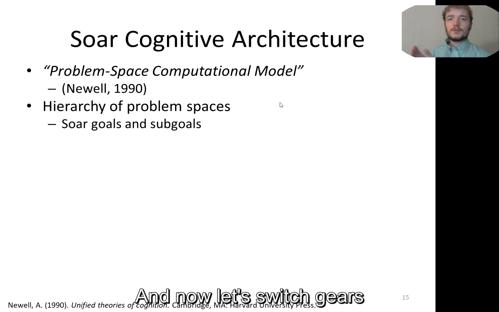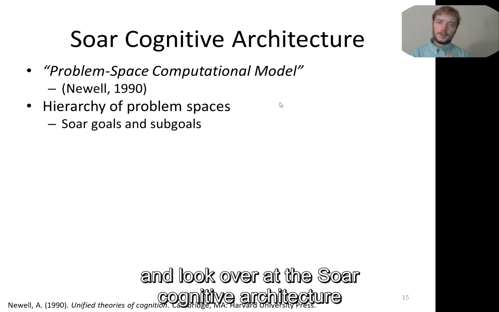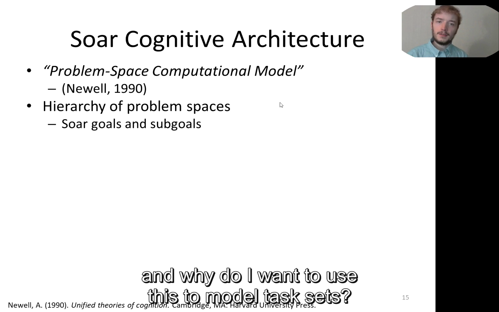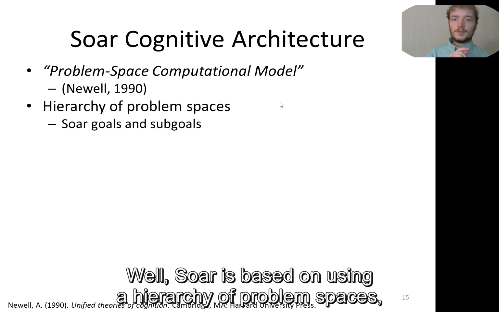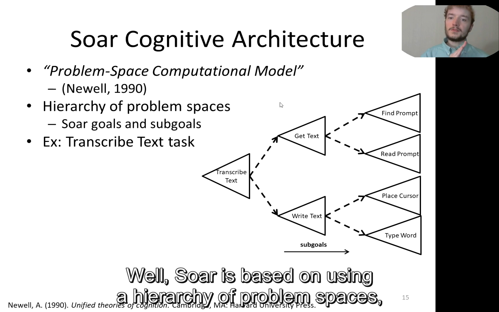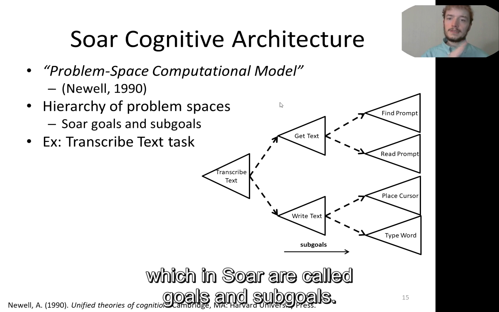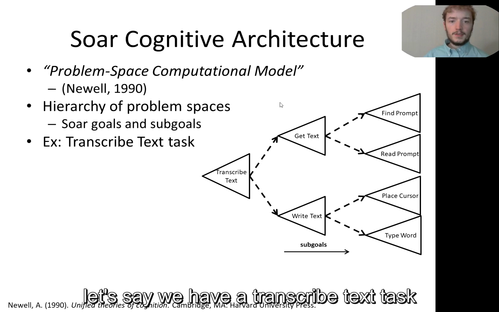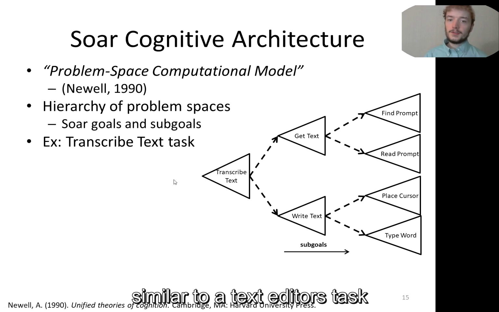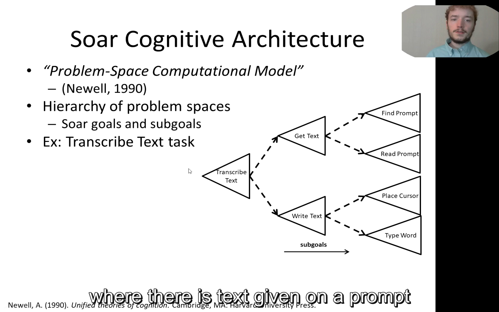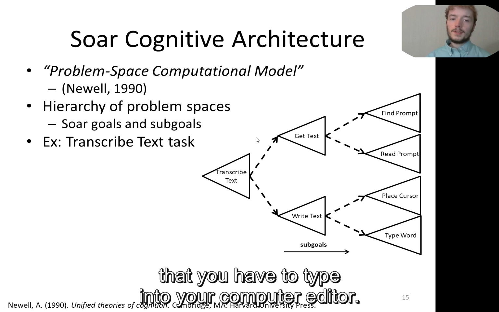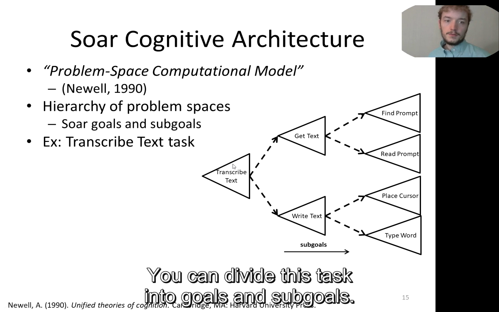And now let's switch gears and look over at the Soar cognitive architecture. And why do I want to use this to model task sets? Well, Soar is based on using a hierarchy of problem spaces, which in Soar are called goals and sub-goals. So for example, let's say we have a transcribed text task, similar to a text editor's task, where there's text given on a prompt that you have to type into your computer editor. You can divide this task into goals and sub-goals.